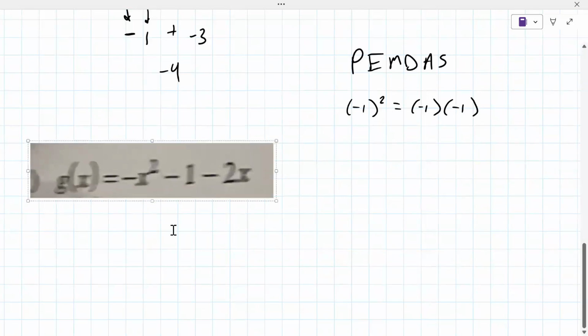All right, so go ahead and evaluate here for g of -2 this time. Can you read this? Is this clear enough? Is that -x squared - 1 - 2x? Yes. Okay. Give that a try, because I'll be right back with you.